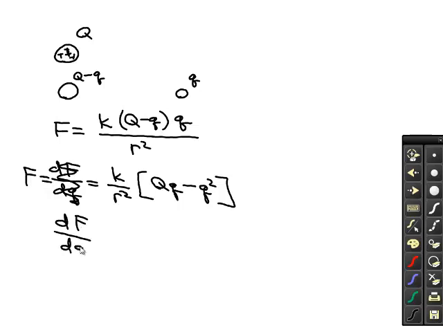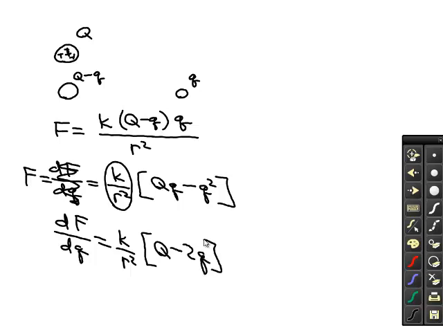dF/dq is equal to, all right, again, constants. If you want to write them down, that's fine. They're not going to do anything. The derivative with respect to little q is going to be big Q minus 2q equals 0. Well, if Q minus 2q equals 0, that means Q equals 2 times little q. Ah, we win. That means we cut big Q exactly in half.